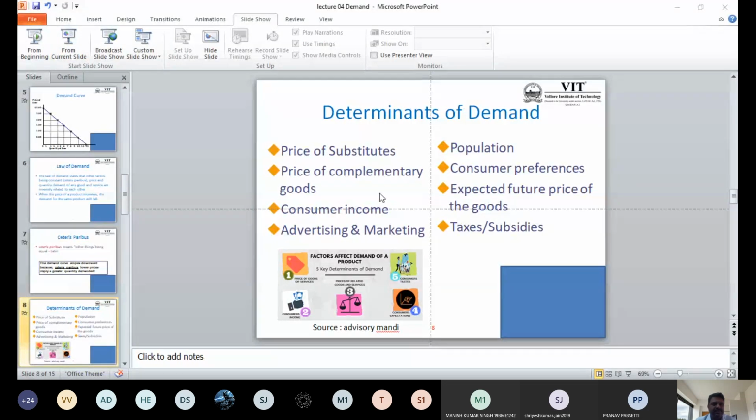Determinants of demand. You see, price of the substitutes also affect the demand. We will talk about what is substitute, what is complement in a couple of minutes. In fact, that is the rest of the slide. Price of the substitutes also affect the demand for my product. For example, I am selling a phone. You know, I am selling Motorola company cell phone. My competitor is selling Tata phones.